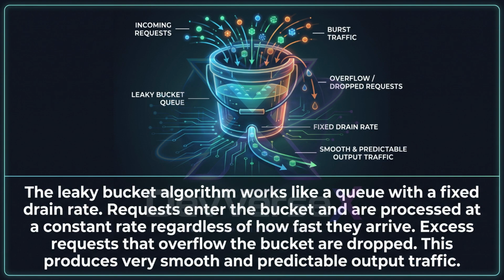The leaky bucket algorithm works like a queue with a fixed drain rate. Requests enter the bucket and are processed at a constant rate regardless of how fast they arrive. Excess requests that overflow the bucket are dropped. This produces very smooth and predictable output traffic.